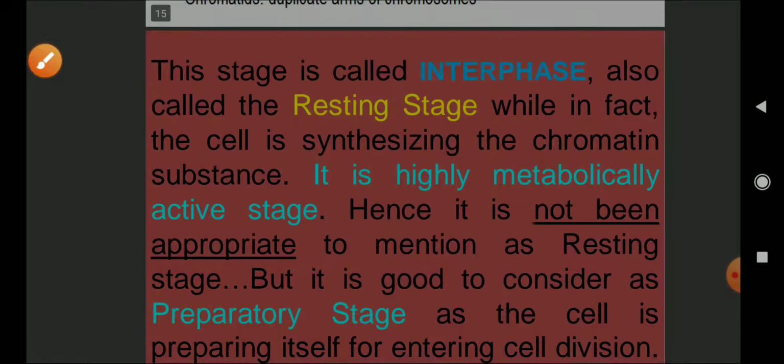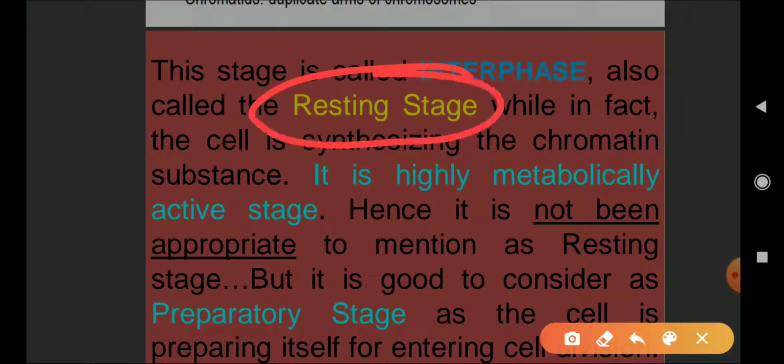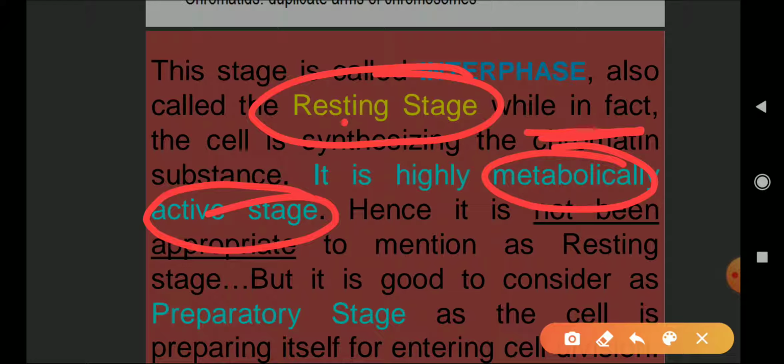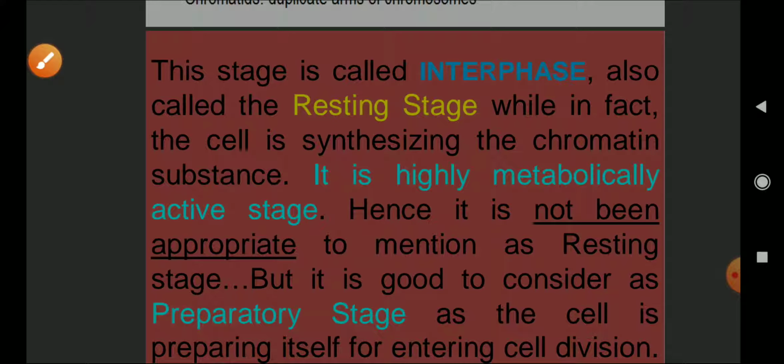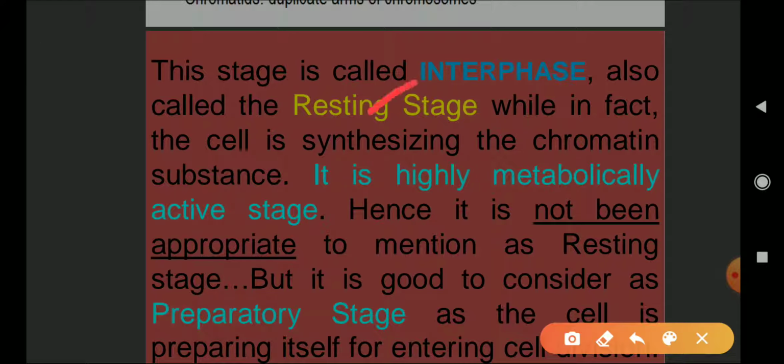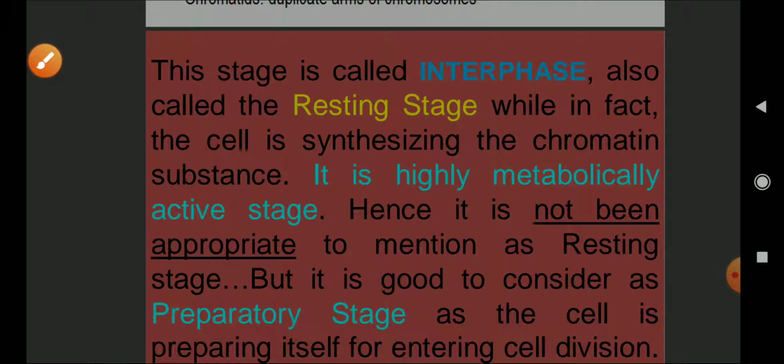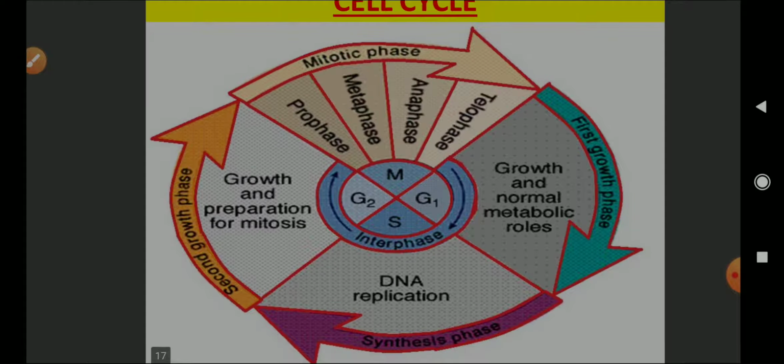So this stage is called interphase, right? So which stage is called interphase? G1, S and G2 is known as interphase. It is also called resting phase. So here it is, another name is resting phase or resting stage, while in fact it is not resting, it is highly metabolically active stage. Hence it is not appropriate to mention it as a resting stage. It is good to say metabolically active stage, or you can say preparatory stage, because cell is preparing itself to enter cell division.